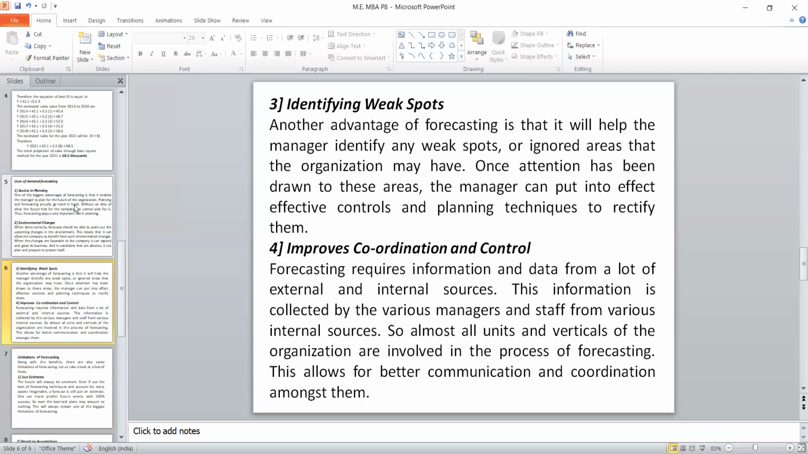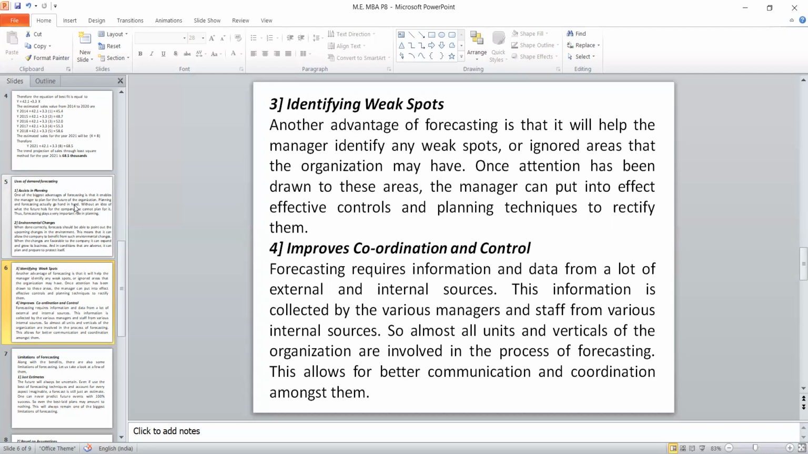Why? Because once the manager understands the weakness of a company and the areas he has not considered, definitely his method of administrating the business will be better, because he will give more strength to the weaker spot, and he knows how to handle that particular unforeseen situation. So definitely this demand forecasting is very helpful.